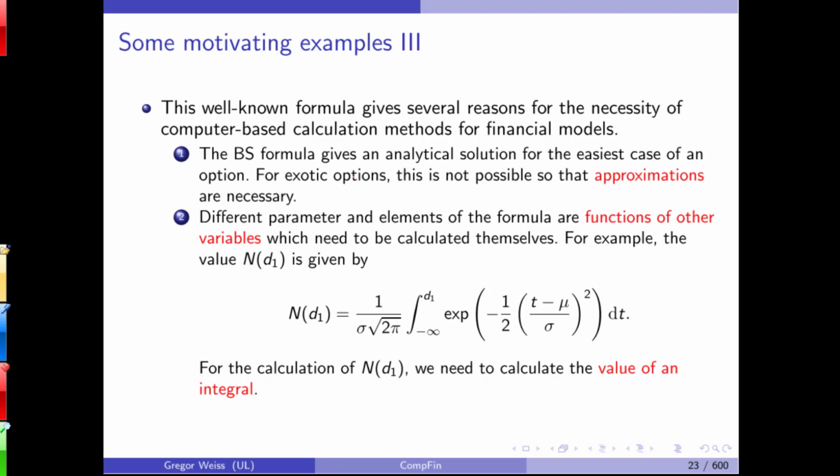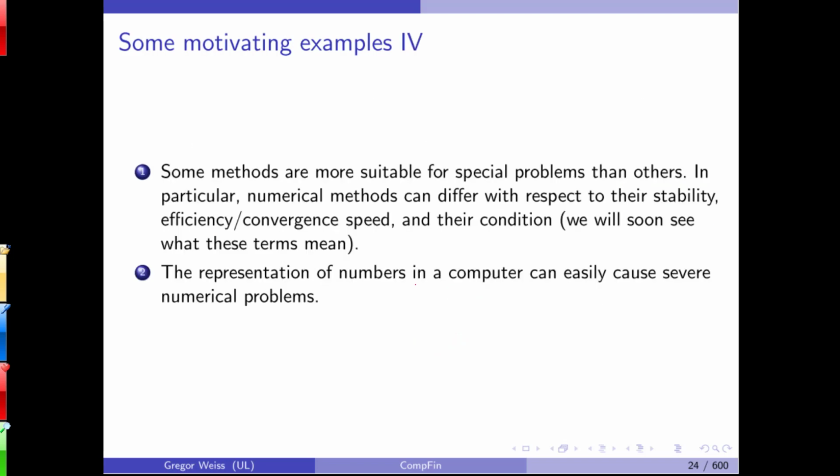Next, as you can see, you have the exponential function and you have an integral here. And both these mathematical objects cannot be solved in this case analytically. So again, you need to make two approximations to get the value of N(d1) and N(d2). We will later see that some methods and some algorithms are better or worse at performing the task.